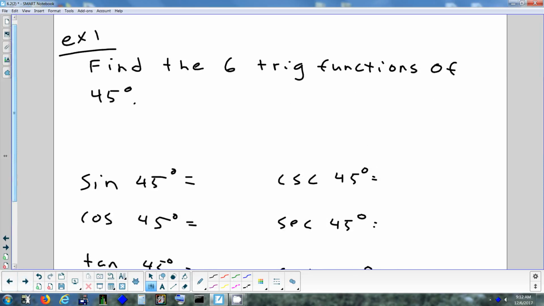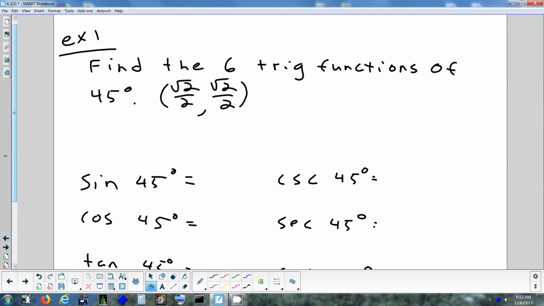Okay, so let's find the 6 trig functions of 45 degrees. Okay, what do we have to know first if you want to find the trig functions of any angle? Yep, Gracie. You've got to know the coordinate. So here is where it's helpful if we have the coordinate memorized, we don't have to go through and figure it out again. What's the coordinate for 45 degrees? Yeah. Square root of 2 over 2, square root of 2 over 2.